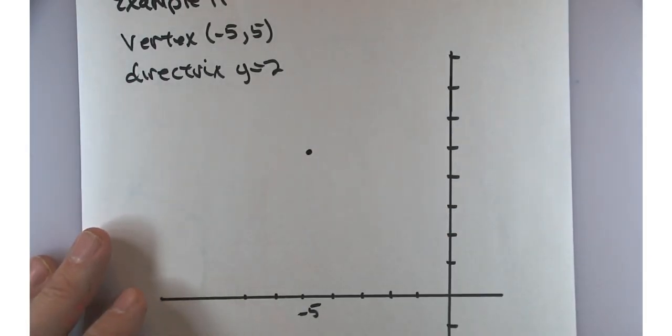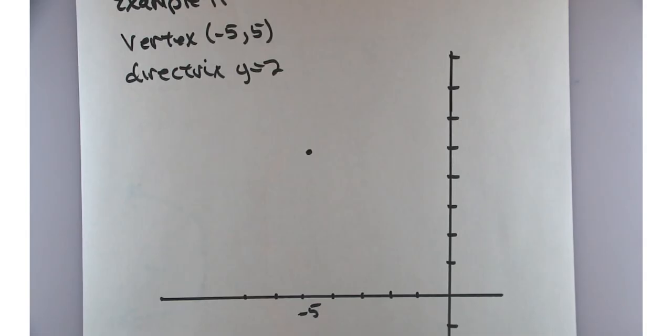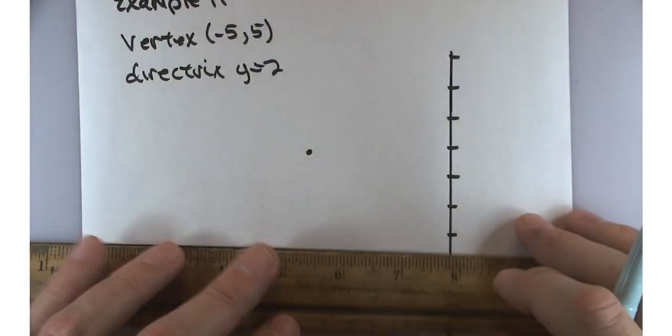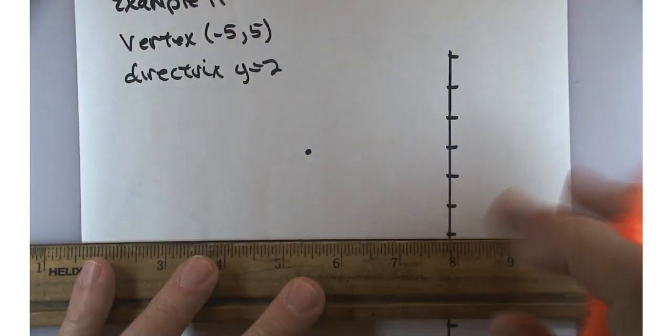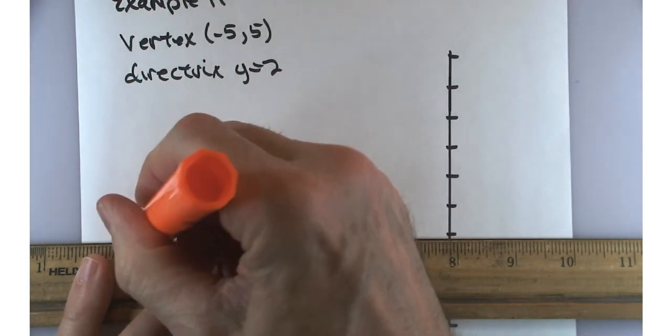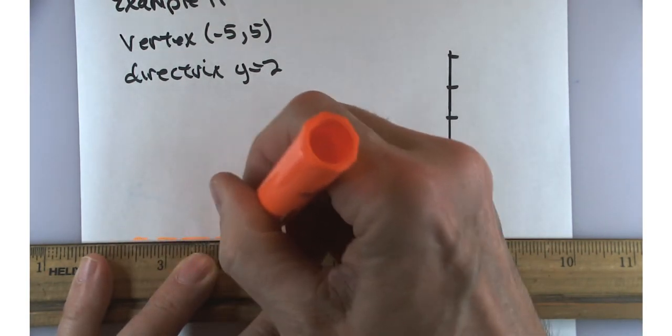What's the line y equals 2 going to look like? Is it going to be vertical or horizontal? Horizontal. Yeah, horizontal. Nice. So y equals 2. Let's put that in here. And what I want you to do is try to determine which way this has to open.